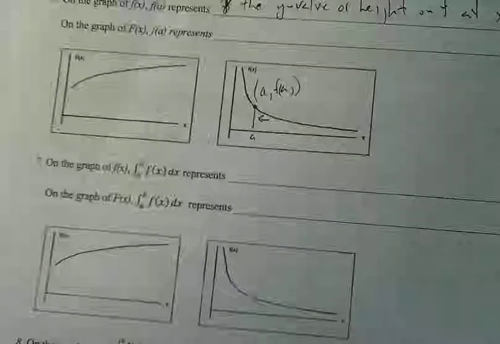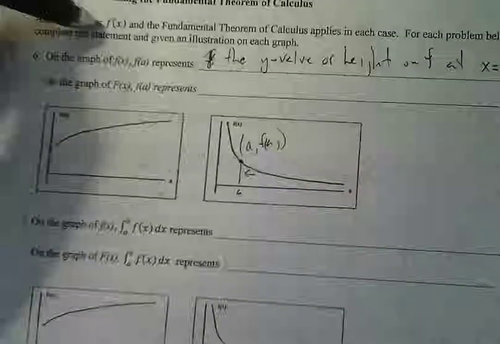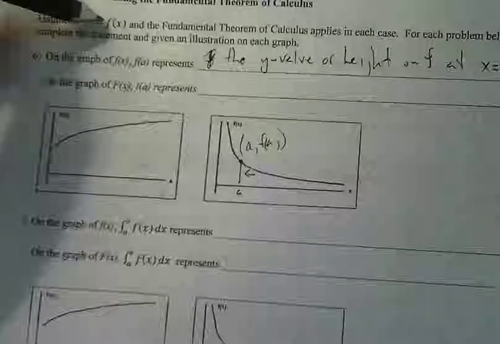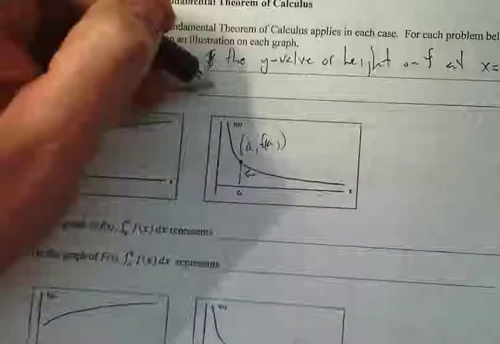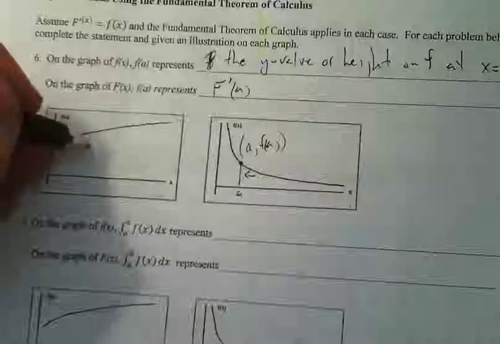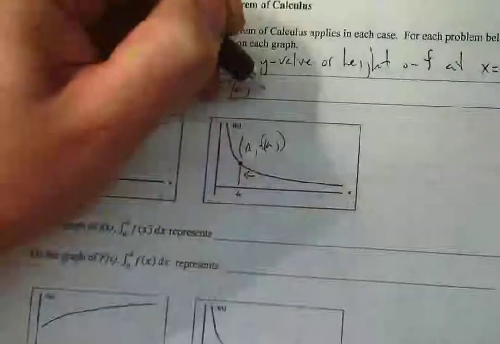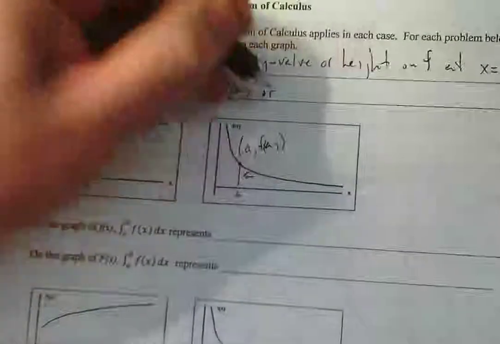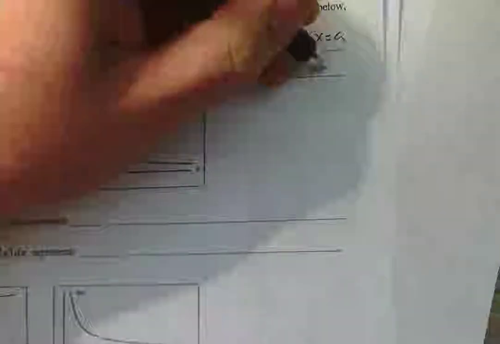Well, I need to establish some sort of relationship here. And I know here from the directions that big F prime is little f. So when I see little f of a, that's the same as big F prime of a, which represents, at x equals a, the slope. It represents f prime of a, or the slope on big F at x equals a.